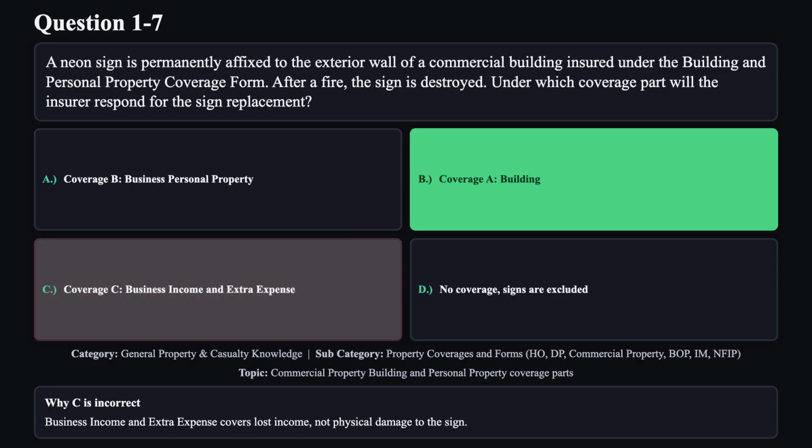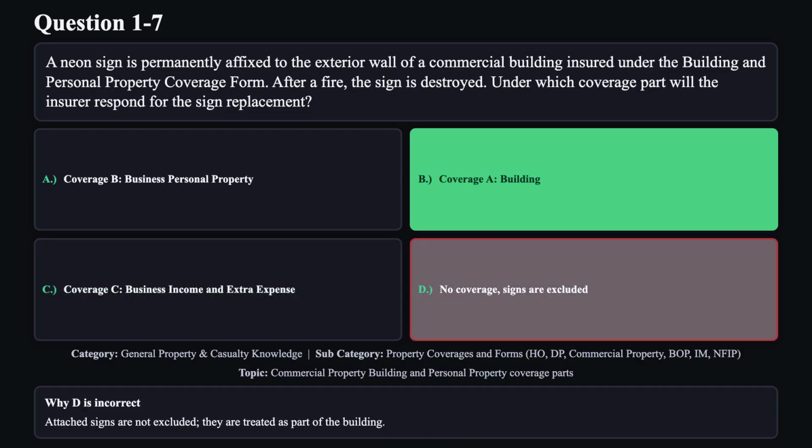Reason C is not correct. Business income and extra expense covers lost income, not physical damage to the sign. Reason D is not correct. Attached signs are not excluded. They are treated as part of the building.